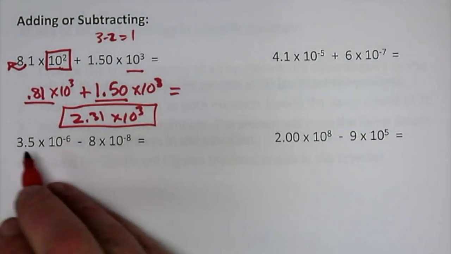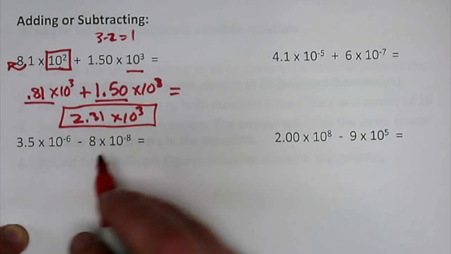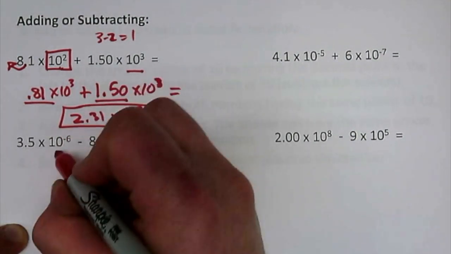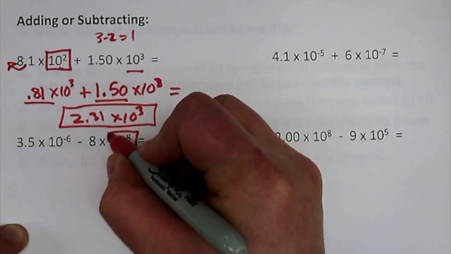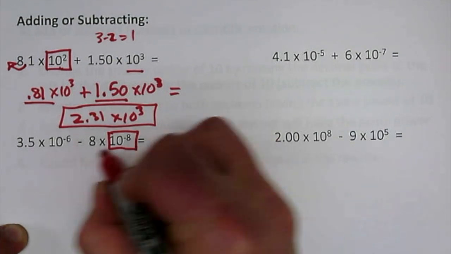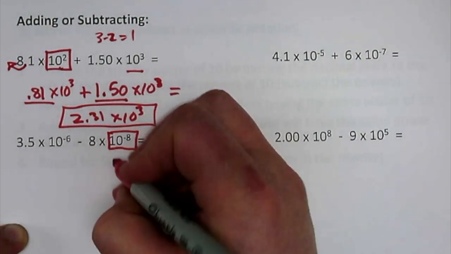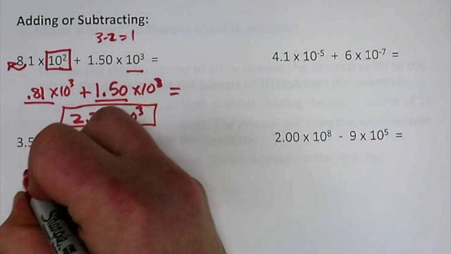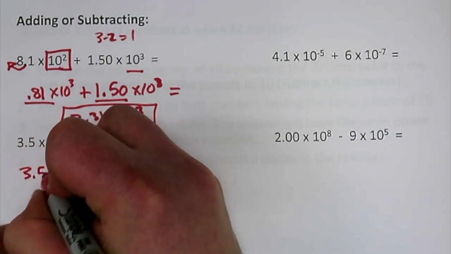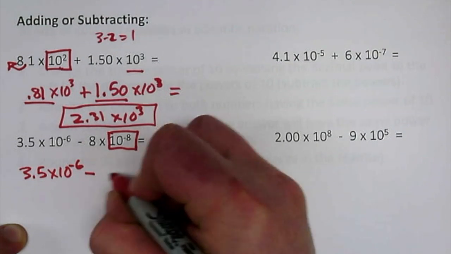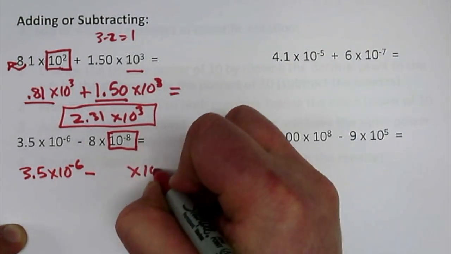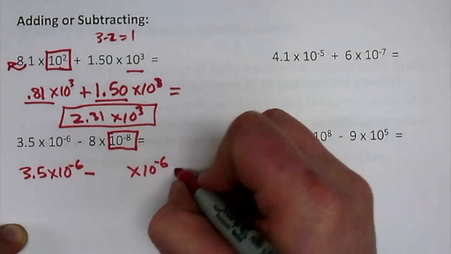Now, this next one here we're doing subtraction. So I got to make these powers match. I want to do the smaller of these two. This one is actually the smaller one right here because negative 8 is smaller than negative 6. So I want both of them to be 10 to the negative 6. So this one we'll rewrite as 3.6 times 10 to the power of negative 6 minus, I'm going to leave that blank for a moment, 10 to the negative 6 for that one.